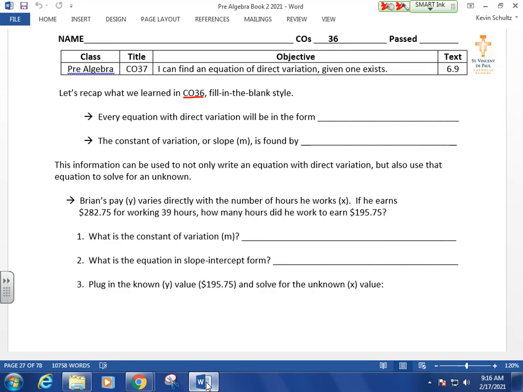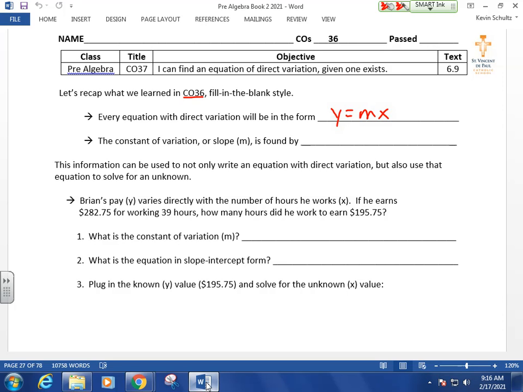The first one, every equation with direct variation will be in the form what? Who can give us the answer to this one? Every equation that has direct variation can be written in the form what? Aiden? Slope-intercept form, but more specifically, this should be written on your notes page from 36. Yvonne? Y equals mx, okay? Which is a variation of slope-intercept form. It just doesn't have that plus b.